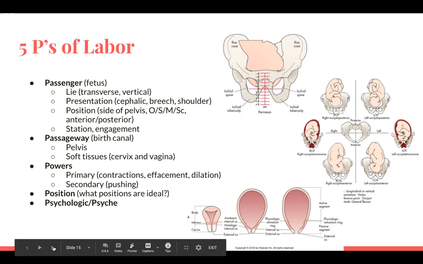So positioning is very important, station, engagement. See, the best pelvic shape is gynecoid, so I would know that. And then you have the primary powers, which is the contraction. Secondary is pushing, and then we talked about the position, which is like the squatting. And psychological is the mom's stress, and how that can inhibit the labor, and how can you ease her stress?